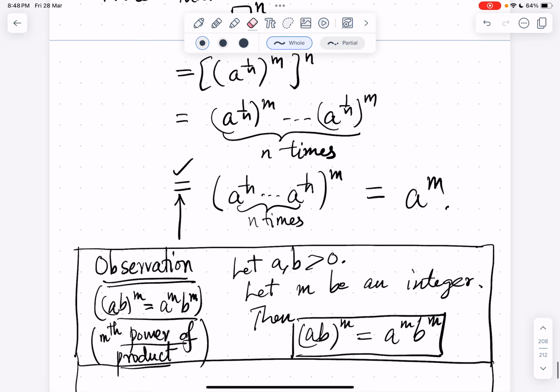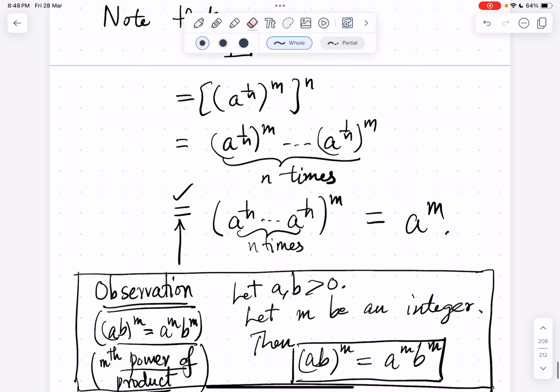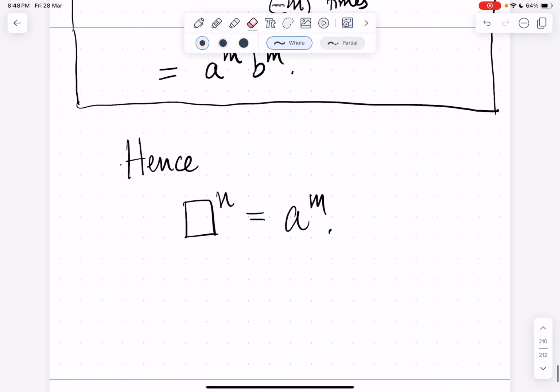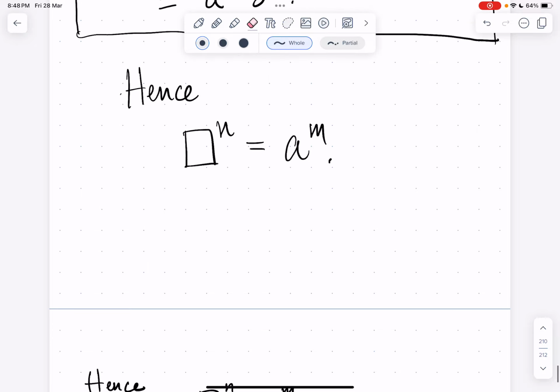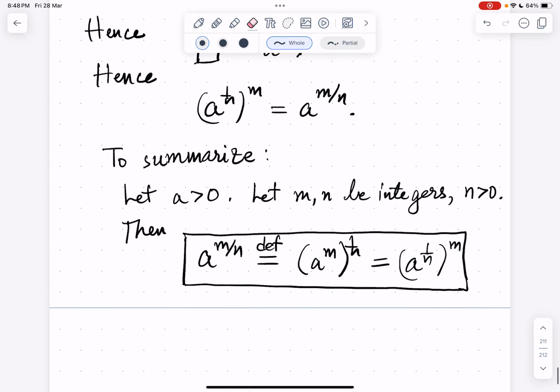We should not be writing mn times, m times, etc., because m can be negative, but this simplification is correct, and box^n is actually a^m. That fact still holds whether m is positive or negative. Okay, so that's all for this part. See you in the next.